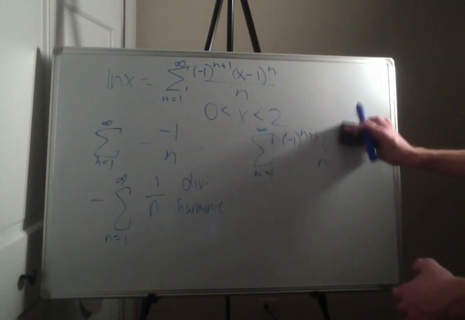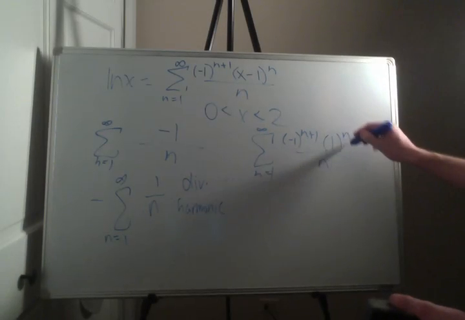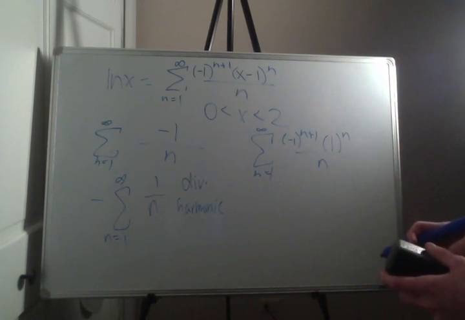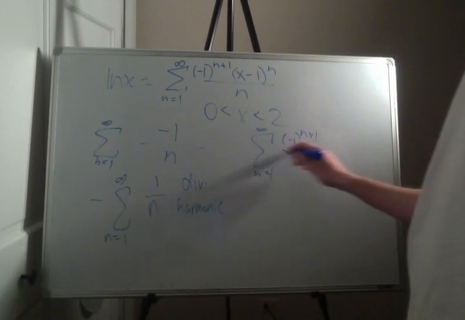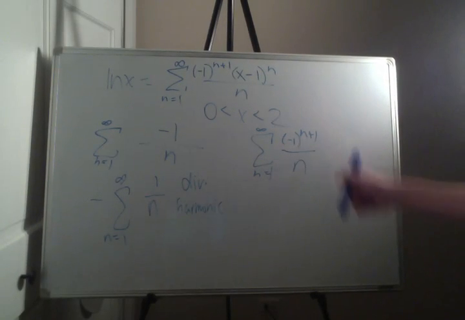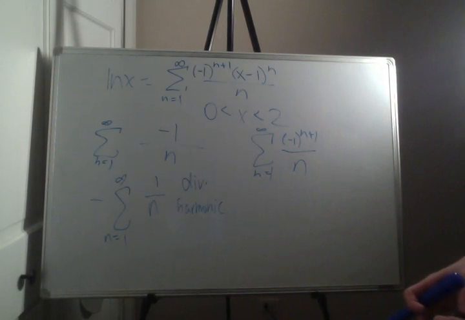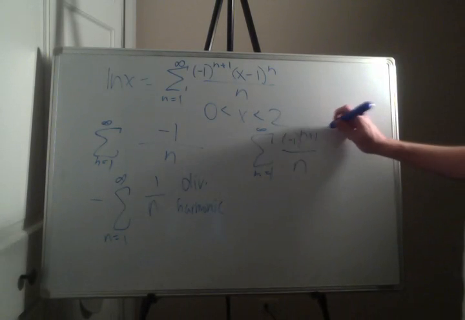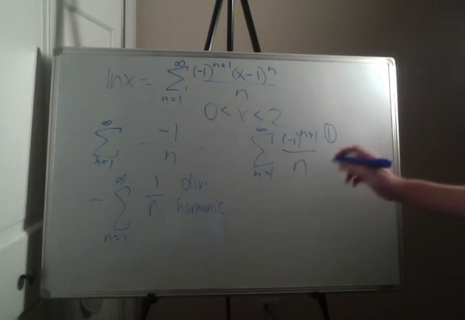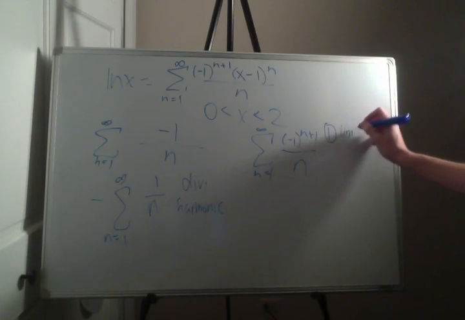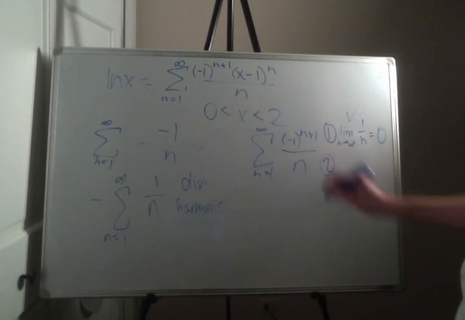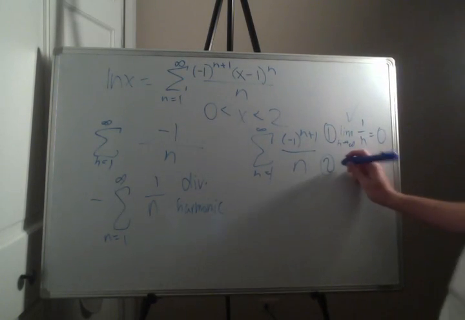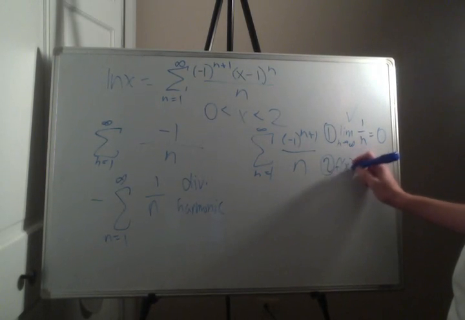You're going to get a 1 to the n, which is just the same thing as 1, because 1 to the n will always be 1, so you're going to end up with negative 1 to the n plus 1 over n. Now we're going to do the alternating series test. So first, we're going to check the limit of the absolute value, which would be the limit as n approaches infinity of 1 over n, which is going to be 0. Check.